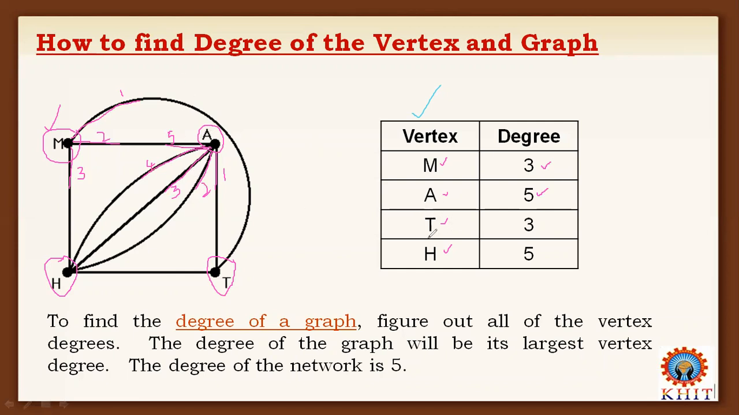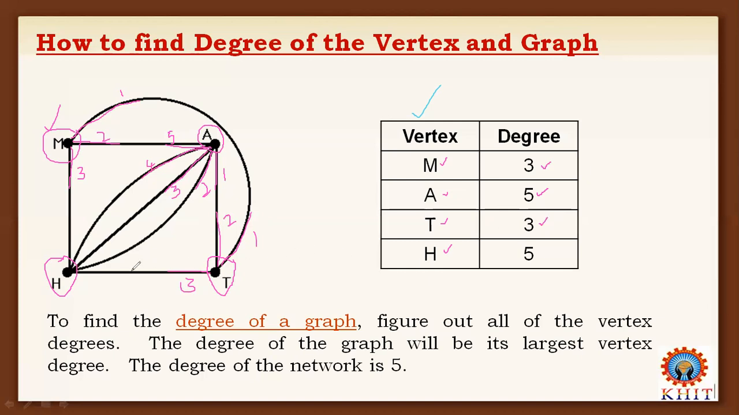Now let me take vertex T. How many outs? This is one out, this is another out, 2, and this is another out, 3. So the maximum degree of vertex T is 3.